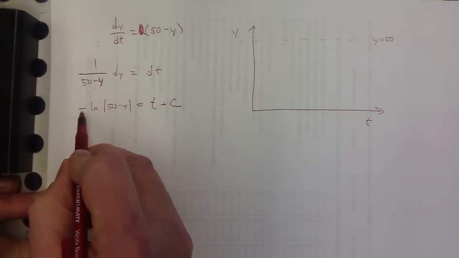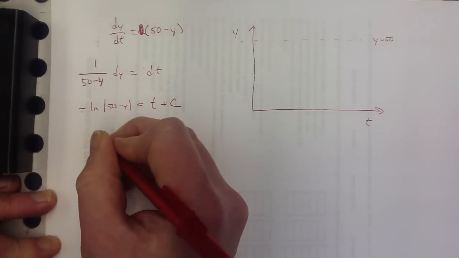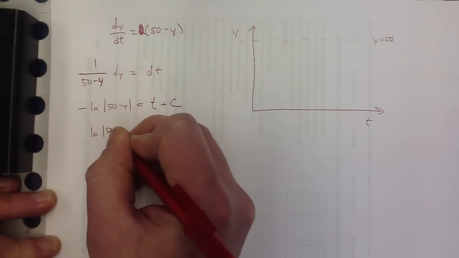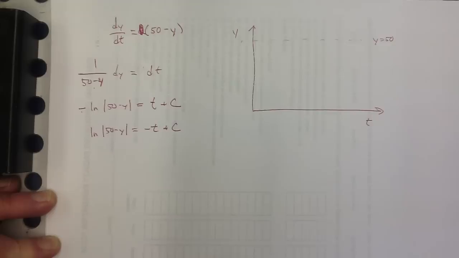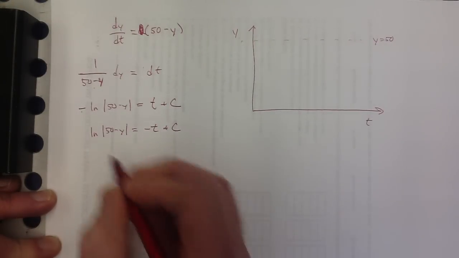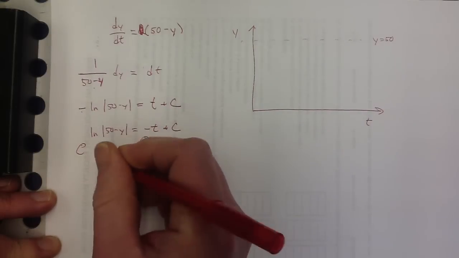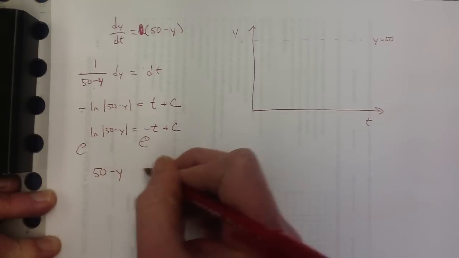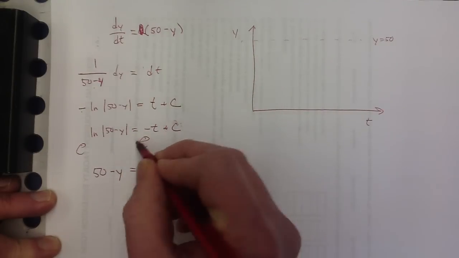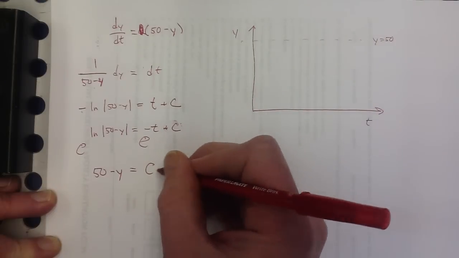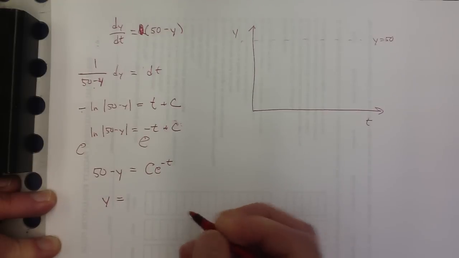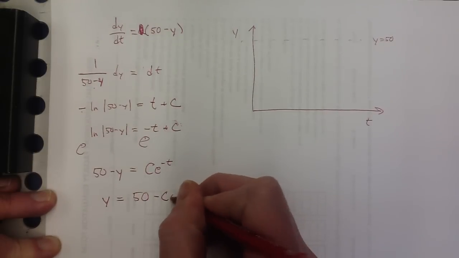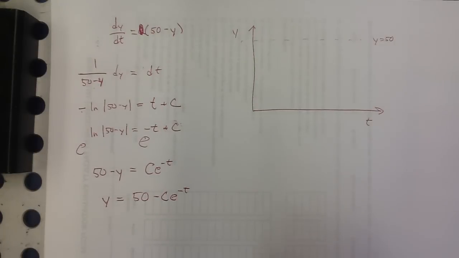Now I'm going to go ahead and move the negative sign over to here. So that gives me natural log of 50 minus y is equal to negative t. It could be minus c, but it's just a constant, so you can leave it as plus c. And then we'll do this. That gives me 50 minus y is equal to, I'm going to do the same trick where I bring the c out to the front over here, c e to the negative t, and then solving for y, that gives me y is equal to 50 minus c e to the minus t. And you can check that out, and that will in fact have a horizontal asymptote there. So there's some examples for you.